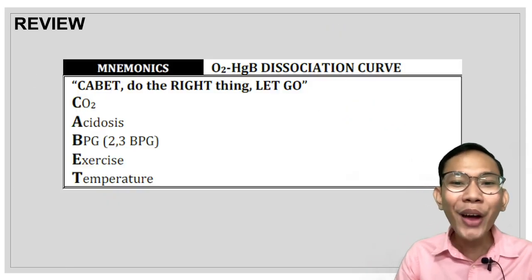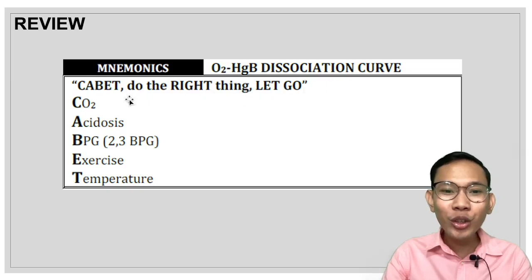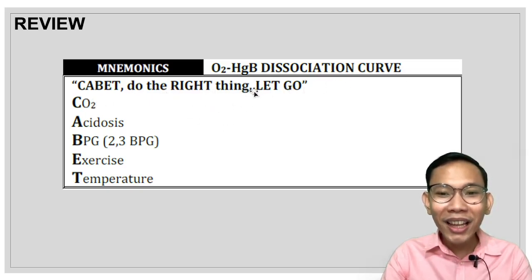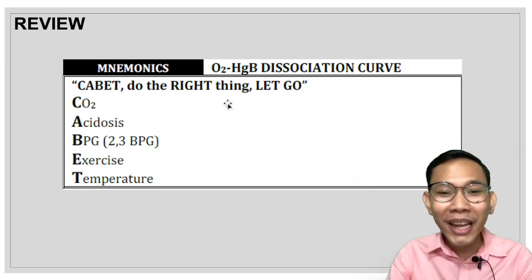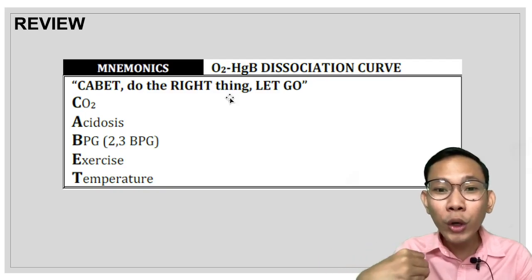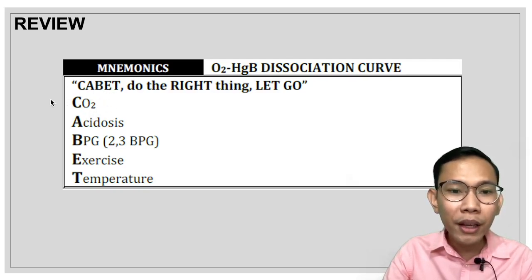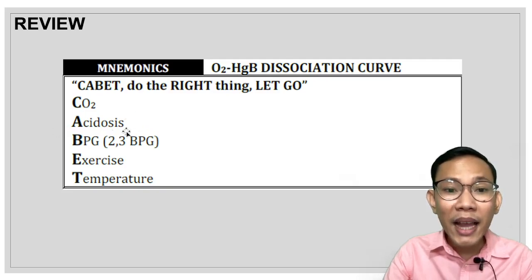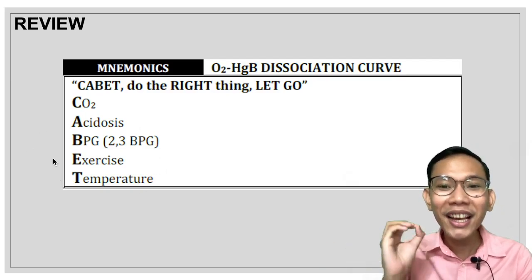Meron pa tayong example. Another mnemonics from my board exams at sa aming board exam sa PLE. Oxygen, hemoglobin dissociation curve. Kabit, do the right thing, let go. Sana lahat ng kabit, let go. Kabit, do the right thing, let go. Kasi nga, kabit, this is the different factors. Do the right thing, let go. Diba? Shift to the right, won't hold tight. You are going to let go or release the oxygen. Your kabit stands for increase carbon dioxide, acidosis, diba? Increase hydrogen ion, increase BPG, exercise, and increase temperature. Your kabit. Kabit, do the right thing, let go.